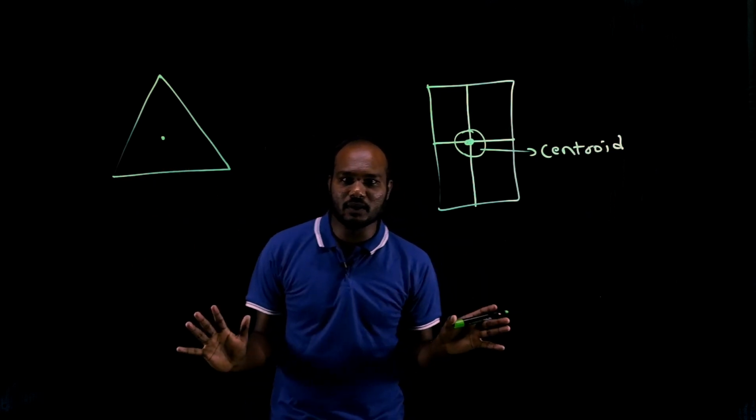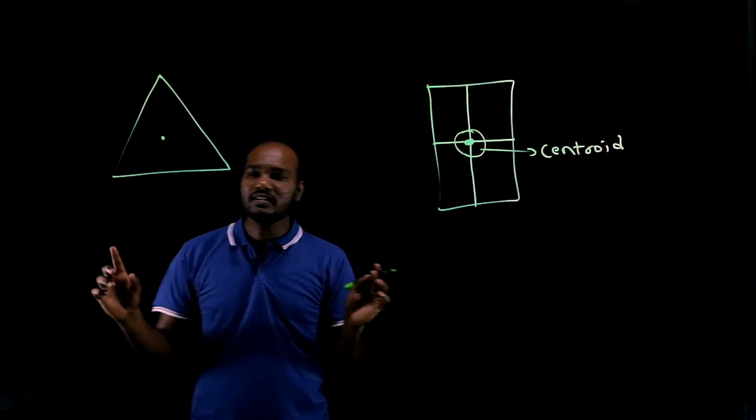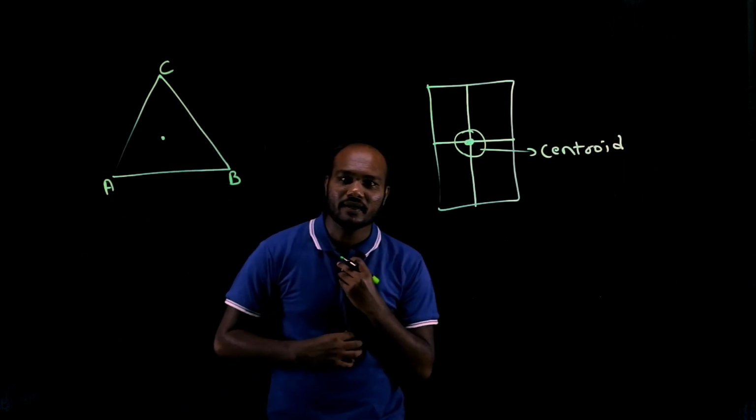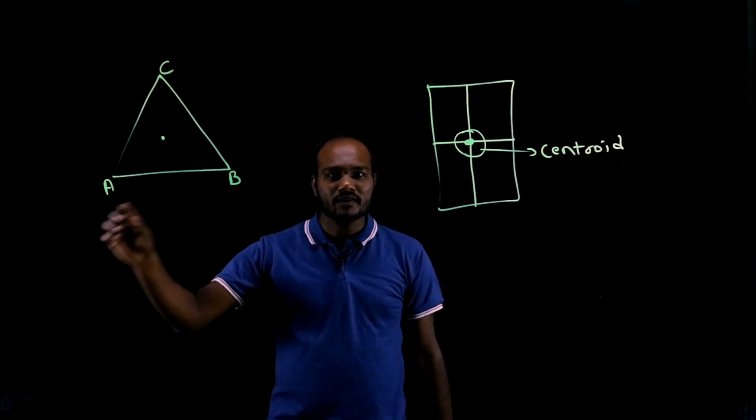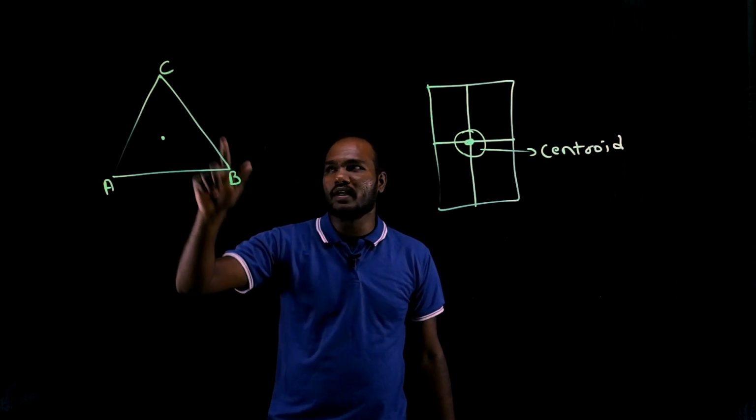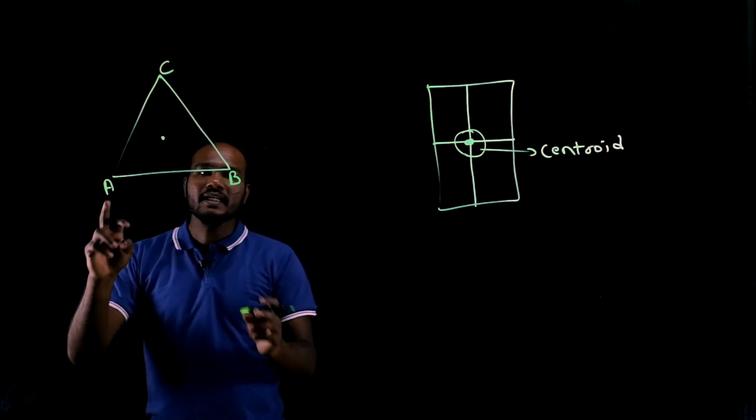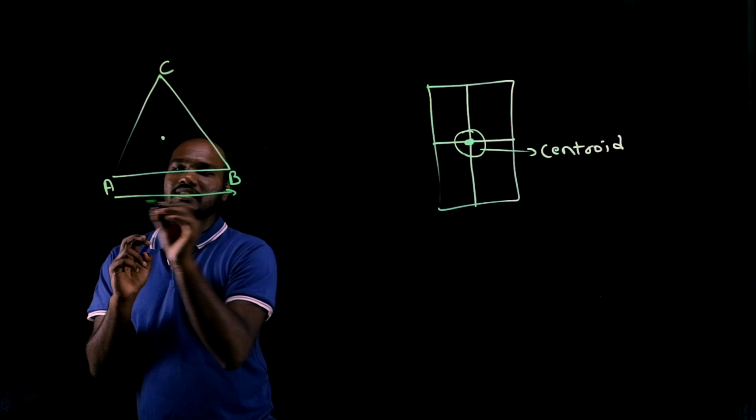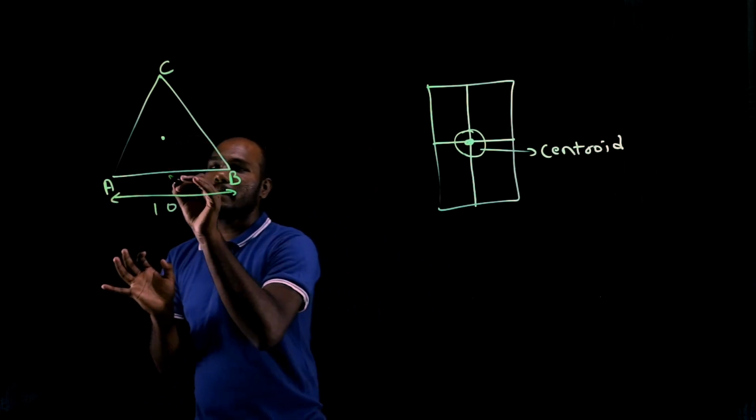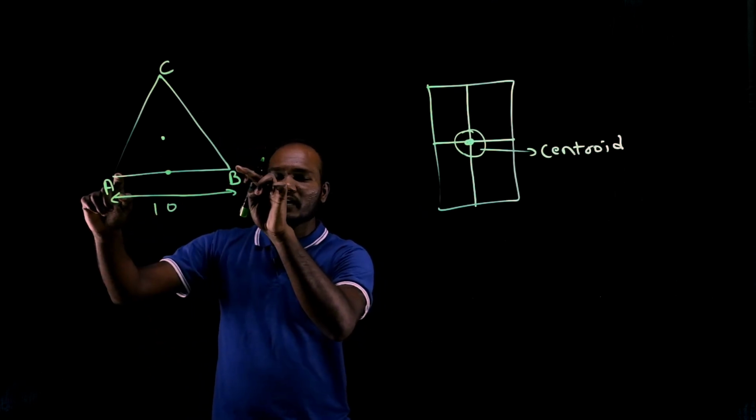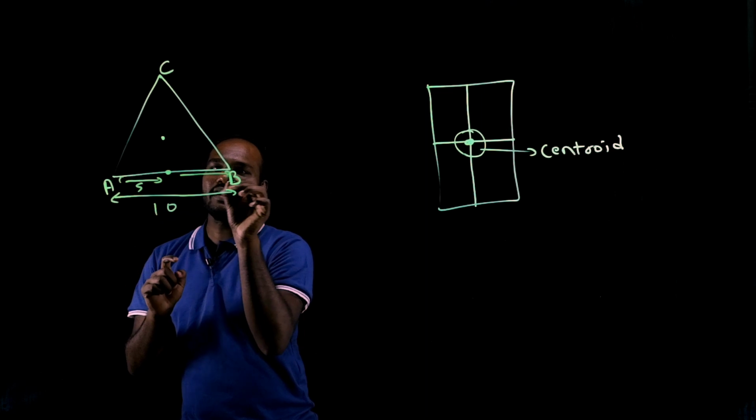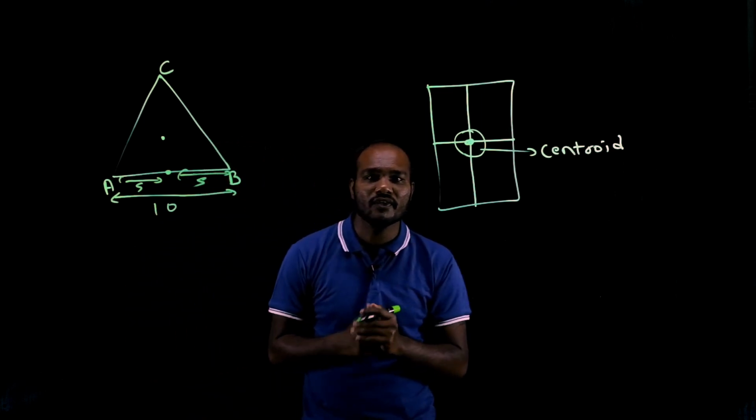See, here it is very simple. What we need to do? First, we need to consider A, B, C, the vertices of a triangle. Now, if we know this length is 10, I can find the midpoint of this base. How to do that? This is 5, this is 5. So I can find the midpoint of this, right?